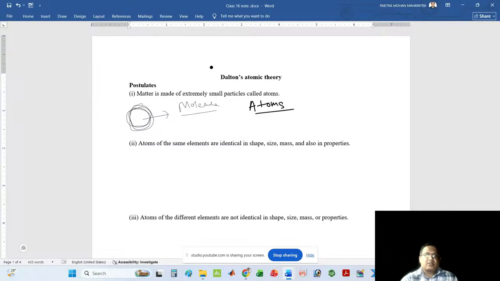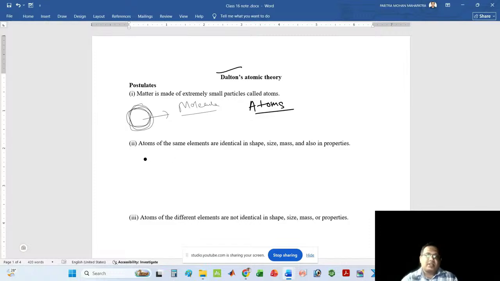So, as per Dalton's atomic theory, matter is made of extremely small particles called atoms. According to Dalton, if you break the matter, then an extremely small particle will be found at last. This is called an atom. There are different types of elements, and there are different atoms as per the different elements. Suppose I take atoms of the same element. They are generally identical in shape, size, mass, and also in properties.